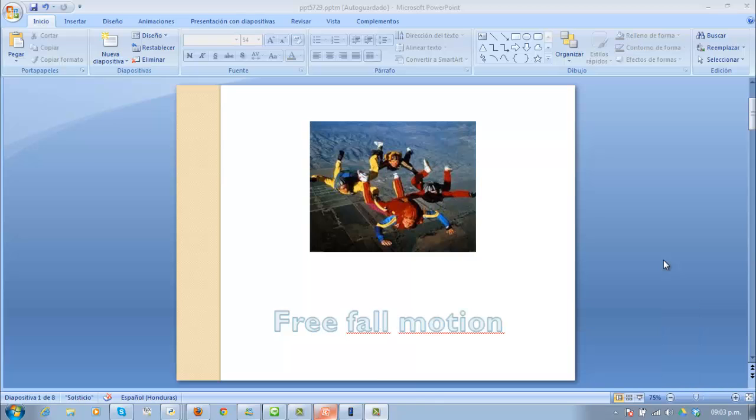Hello, this is the free fall lab that I will develop. The objectives there are the study of the motion of an object falling by gravity without applying initial velocity, in addition to the effects of air resistance on the motion, considering the velocity over time.